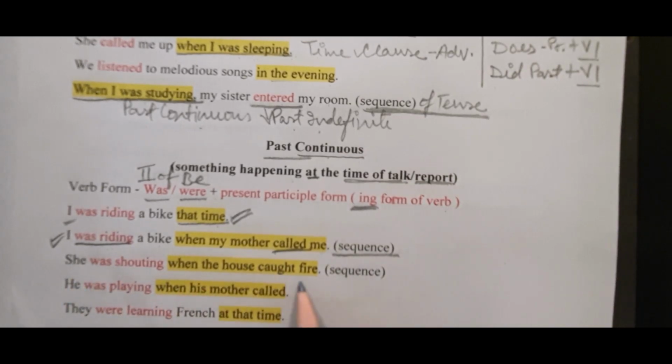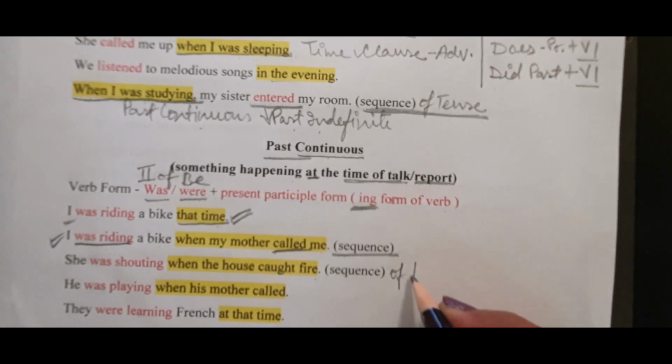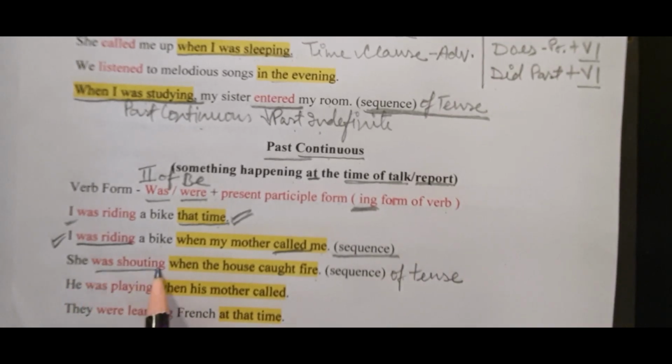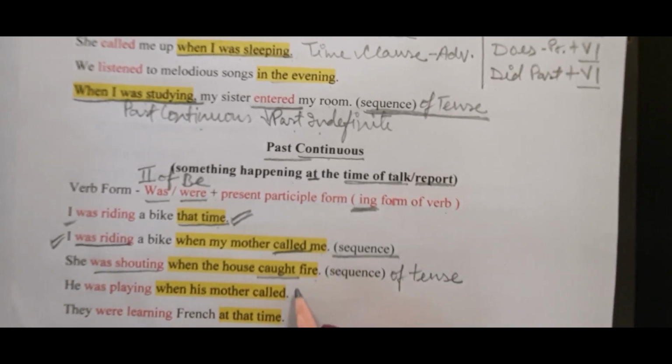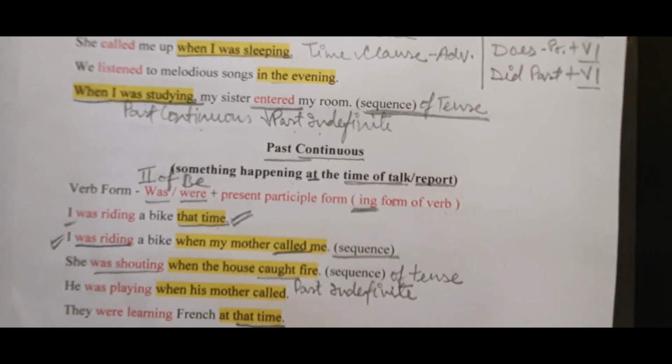She was shouting when the house caught fire. This is also sequence of tense. Sequence of tense means sequence of two tenses, past continuous and simple past or past indefinite. This way we can make the sentences, make the tenses. He was playing when his mother called. They were learning French at that time. At that time, when you are talking, the time you're talking about, that time they were learning French.